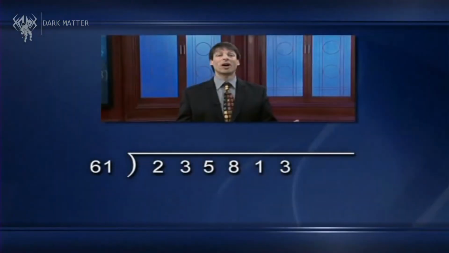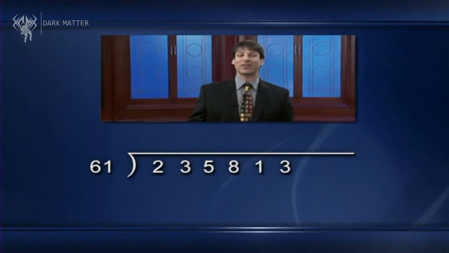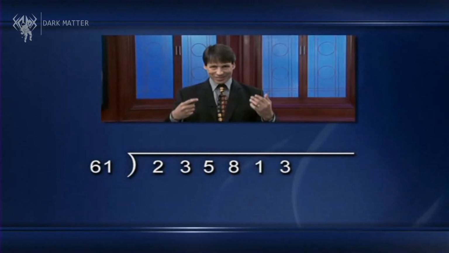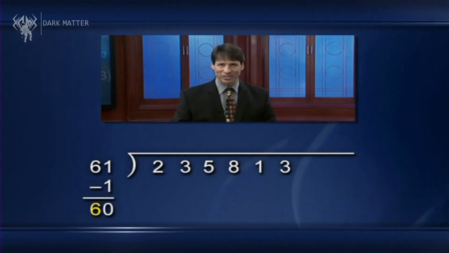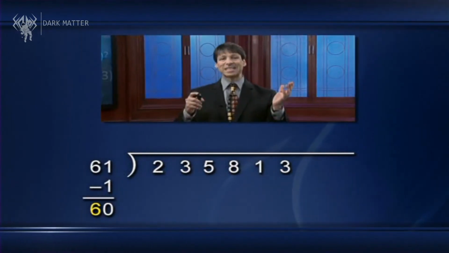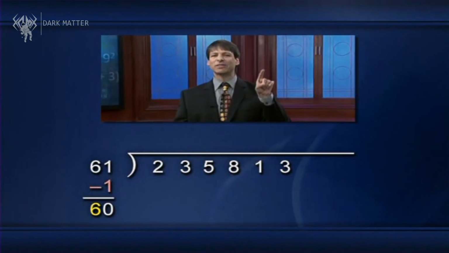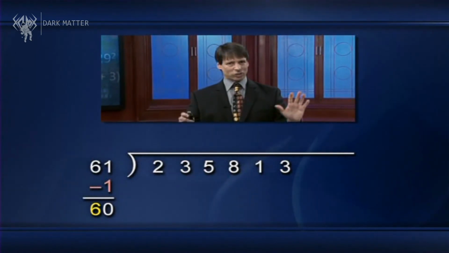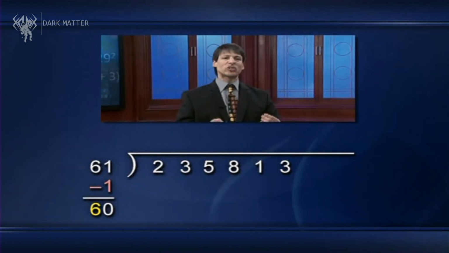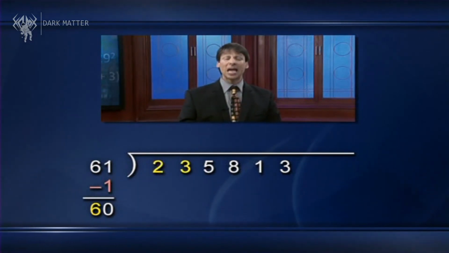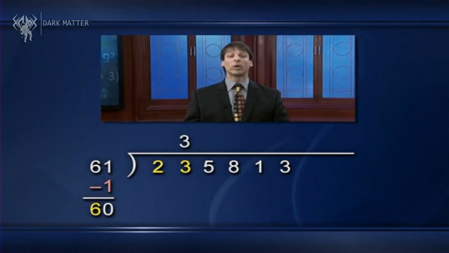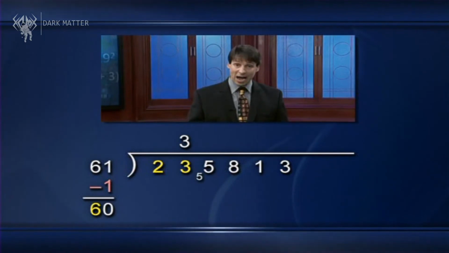Let's do 61 into 2, 3, 5, 8, 13. All right, so this time we go down 1 to 60, so our divisor is 6, and our multiplier is negative 1. All right, so we begin the same as before. 6 goes into 23 3 times with a remainder of 5.